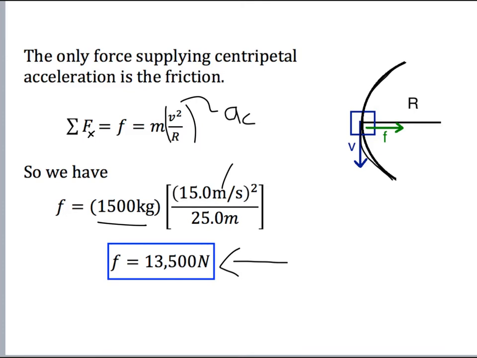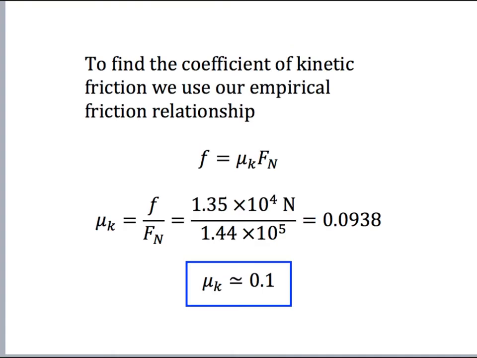What would happen if the friction were less than that? If the friction were less than that, then there wouldn't be enough force to keep it moving in a circle and the car would skid. Now the problem actually asks to find the coefficient of friction, which we can use the friction formula to find, and we're just going to solve for mu sub k. Plugging in the numbers, we get that the coefficient of friction is about 1/10. So any coefficient of friction that is bigger than that is going to provide enough force to keep the car on the road and keep it from skidding.